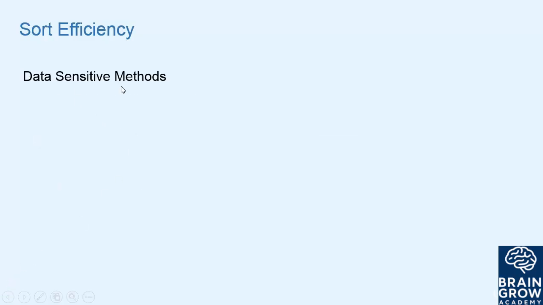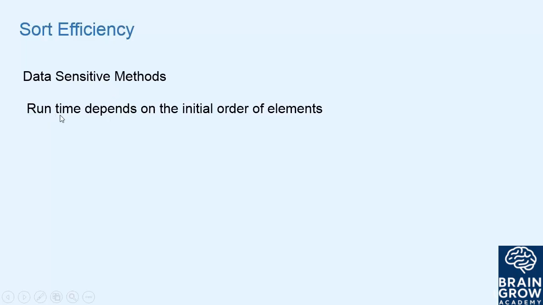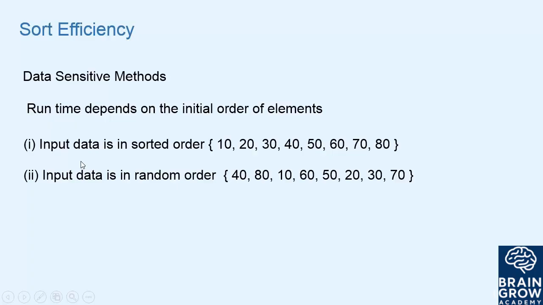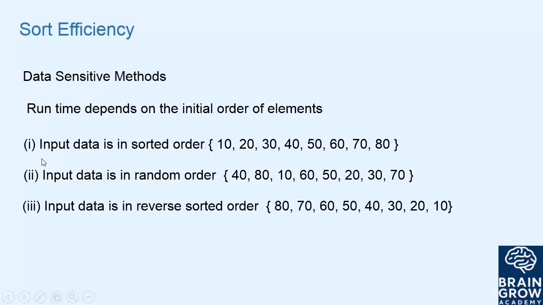Some sorting methods are data sensitive. That is, the runtime depends on the initial order of the elements. And these sorting methods have to be analyzed in three different cases: when the input data is in sorted order, when the input data is in random order, and when the input data is in reverse sorted order. In this video, we'll talk about sort stability.